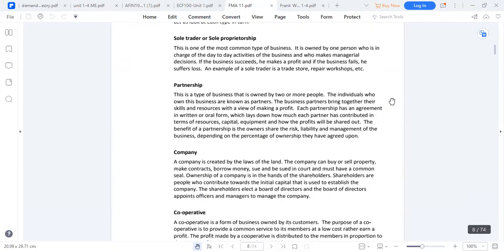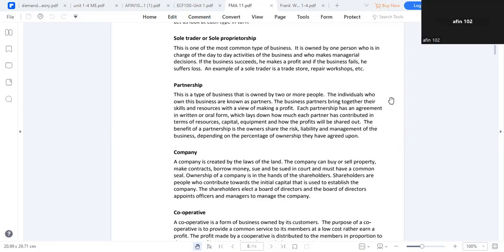When we're dealing with partnerships, basically we're dealing with two or more persons who venture into a business under a partnership deed, and they're called partners. This type of business brings together a pool of skills and resources with a view of making a profit. A partnership can either be oral or written, and the partners will contribute resources in terms of capital. The partnership deed will stipulate how profits will be shared out and the responsibilities of each partner, and also how the partnership can be dissolved and how it can be amended.